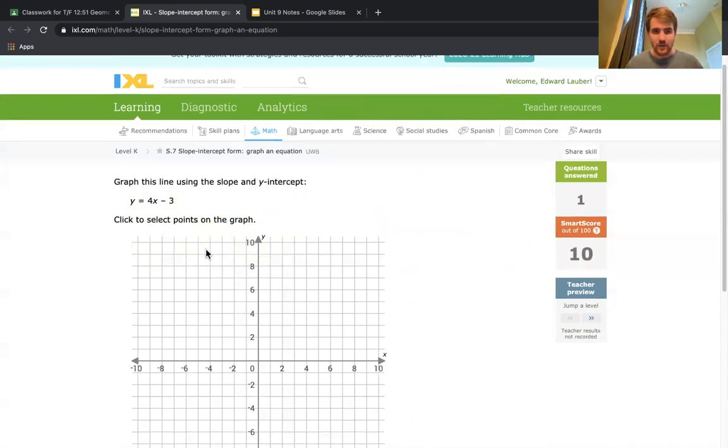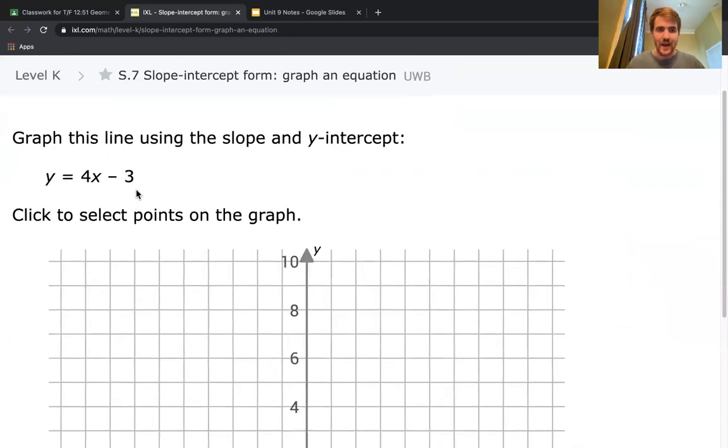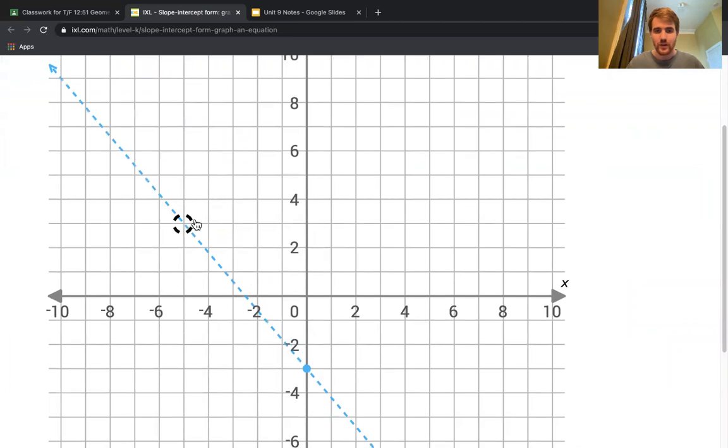Let's look at another one. y equals 4x minus 3. So we first want to identify the y-intercept. Where does the line begin? b is 3, but important to note, it's got a negative before it. It's a minus 3, so that means it's negative 3. We put our first point there.